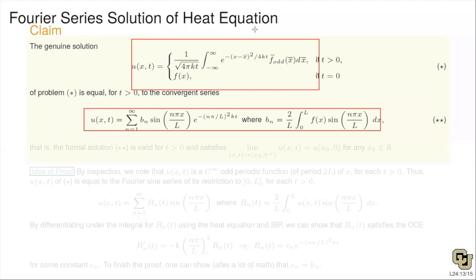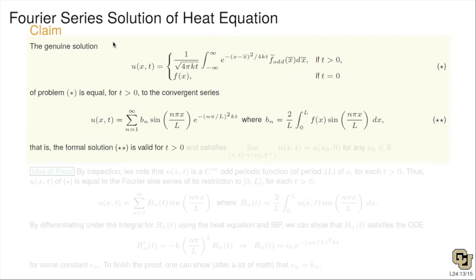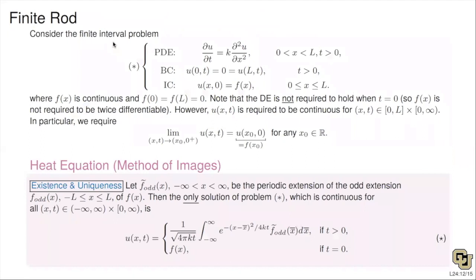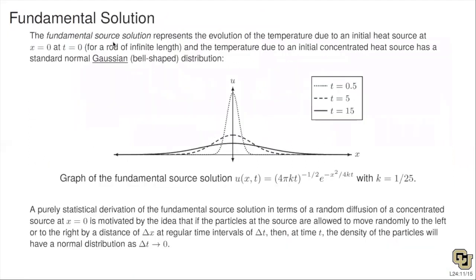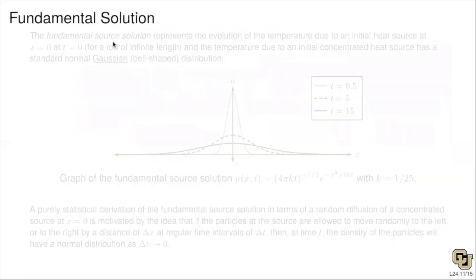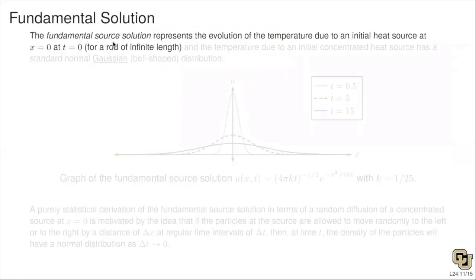If you try and now find the Fourier series of this solution, you end up getting our usual Fourier series solution. I'll talk about all this stuff on Monday, and it's nothing you should really worry about right now. You can read ahead if you want, but don't worry about it for right now. So let me just stop here with this final slide where it talks about the fundamental source solution and the connection to the bell curve.